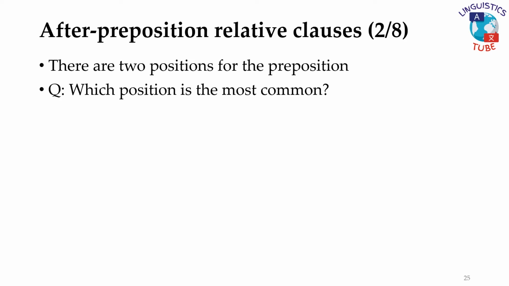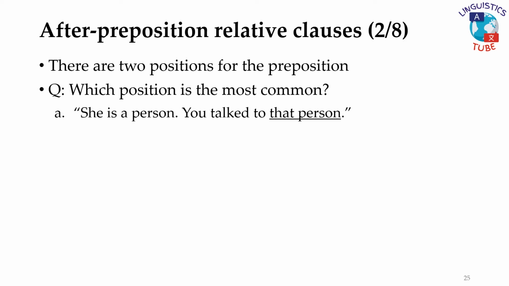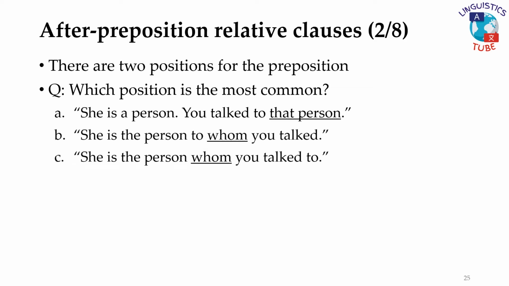We'll start with two separate sentences to demonstrate the process of creating a main clause and relative clause. She is a person. You talk to that person. The noun phrase that will become the relative pronoun is underlined. Here are the two relative clauses. She is the person to whom you talked. She is the person whom you talk to. Thus, the preposition is to, and the noun phrase that person became whom, which is an object relative pronoun.